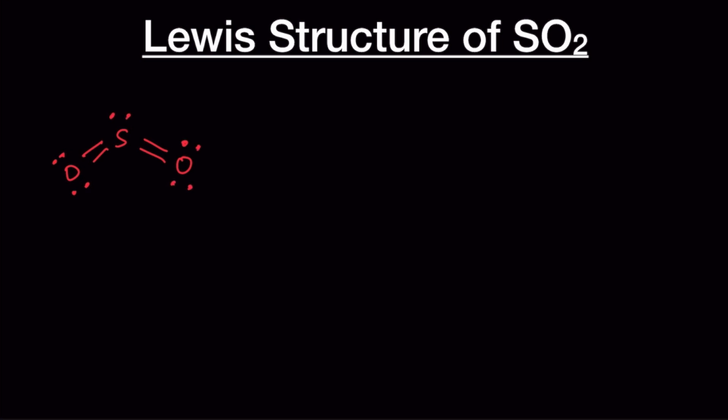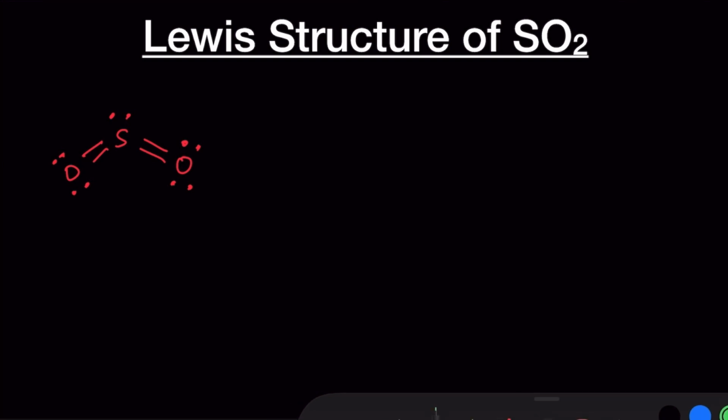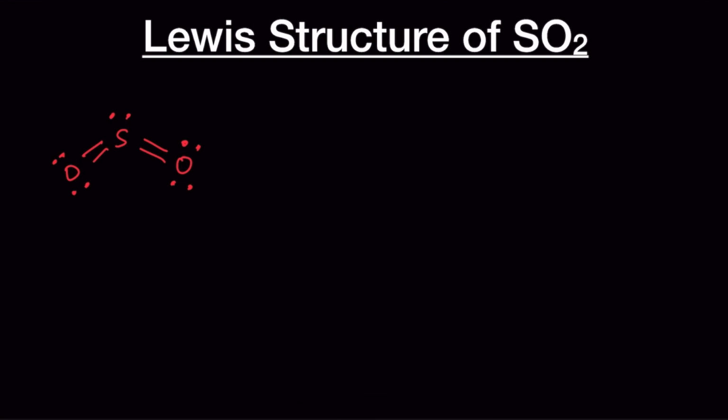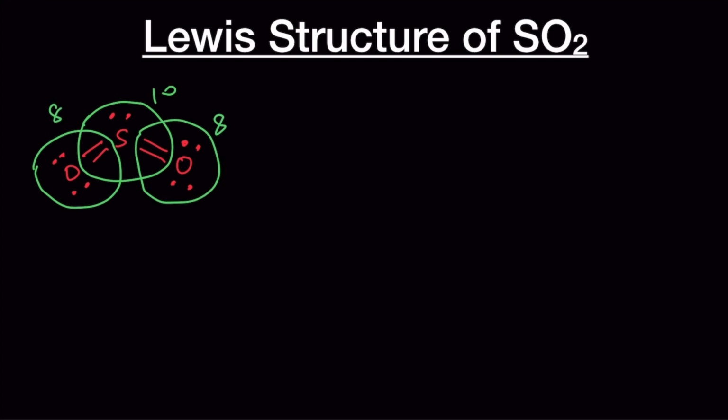You might be thinking, if we write like this, are we not violating the octet configuration? That's what you might be thinking, because now we have 10 electrons around sulfur. However, sulfur is in period 3 and therefore it can accommodate more than 8 electrons. Therefore, writing a Lewis structure like this is completely fine for SO2.